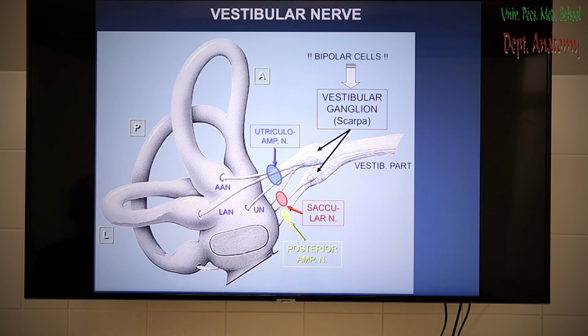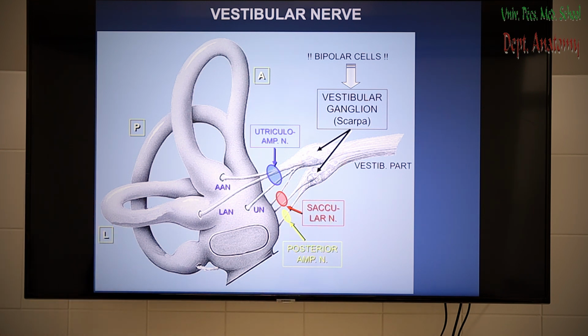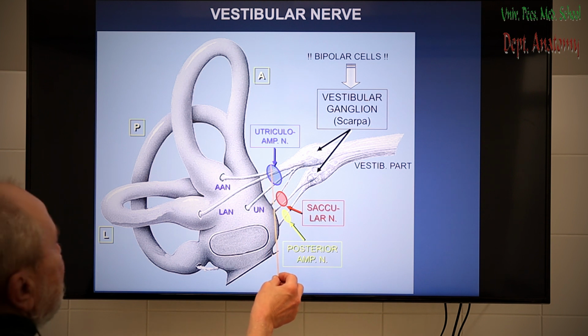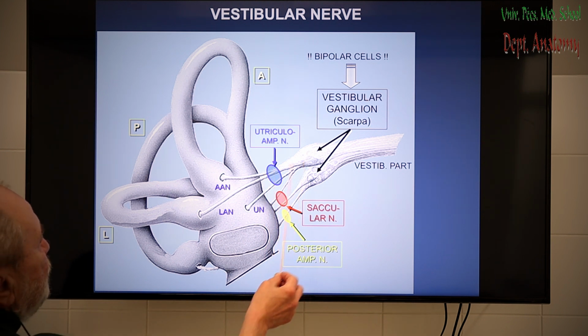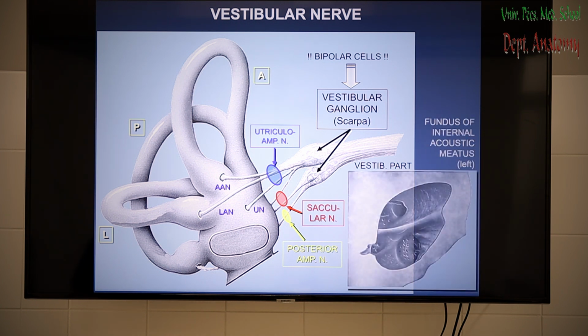And the third division of the vestibular part is the posterior ampullary, being destined to an ampullary crest away from the other two, therefore it should travel separately. Because the vestibular ganglion is within the fundus of the internal acoustic meatus, these three different divisions use openings on the fundus of the internal acoustic meatus to get into the inner ear.